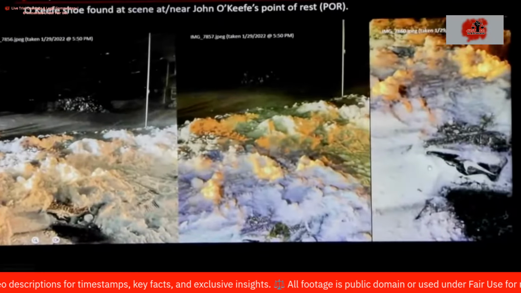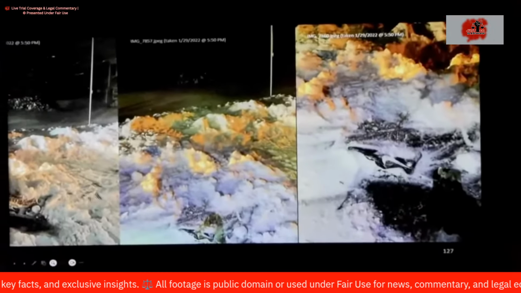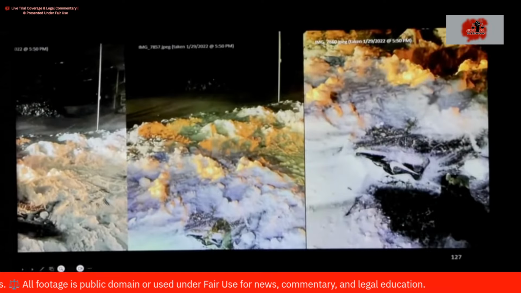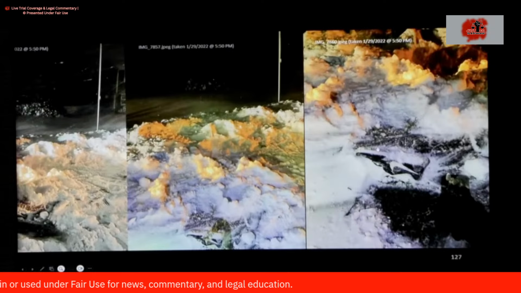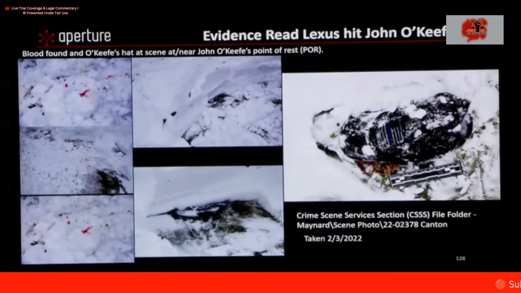So a series of photographs. Again, you can see on the right-hand photograph that this is the roadway, this is the curb. The grass will be up towards the top of the right image. On slide 127, the shoe is found in the roadway, up against the edge of the curb. Baseball hat, again, a same baseball hat. Baseball hat was also found in the snow.